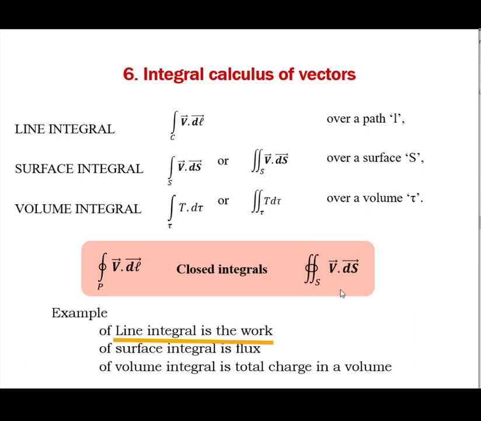The line integral of the force on a particle over a given path is the work done by the force on the particle, and the surface integral of a field over a surface is the flux of the field linked to the surface. And lastly, the volume integral of a volumetric charge density is the total charge in a given volume, or the volume integral of mass density over the given volume is the total mass of the object. These integrals are frequently used in the laws of electromagnetism.